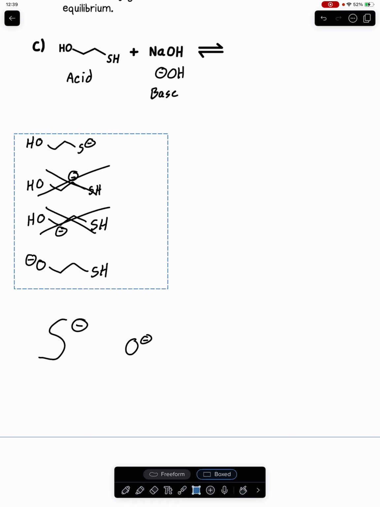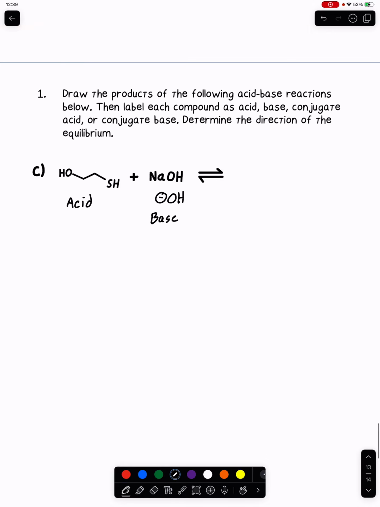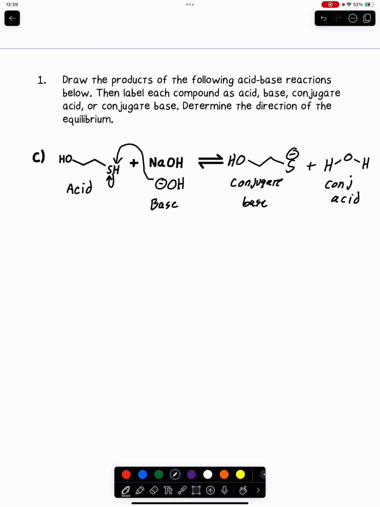So that tells us the same thing the pKa told us. It tells us that the base is going to remove the proton from the sulfur. And that means we're going to get this conjugate base plus the conjugate acid of hydroxide, which is just water. Okay, so here's our conjugate base. Here is our conjugate acid. So we have everything labeled, we have the products there, now we need to figure out the direction of the equilibrium.